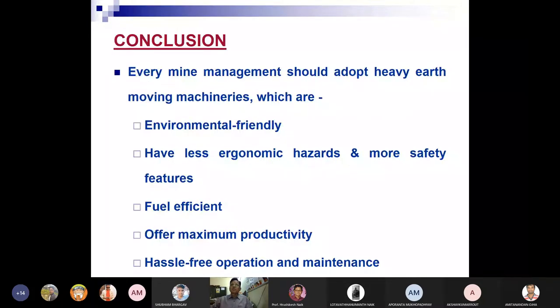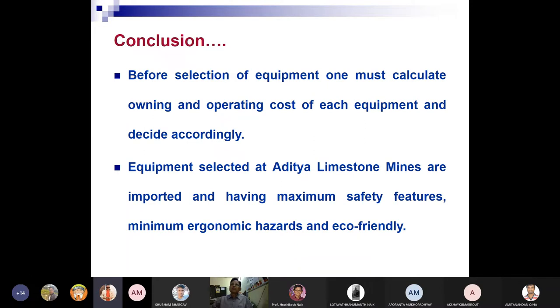Every mine management should adopt heavy earth moving machinery which are environment friendly, have less ergonomic hazards and more safety features, fuel efficient, offer maximum productivity, hassle-free operation and maintenance. Before selection of equipment, one must calculate owning and operating cost of each equipment and decide accordingly. Equipment selected at Aditya's limestone mines are imported and have maximum safety features, minimum ergonomic hazards and are eco-friendly.